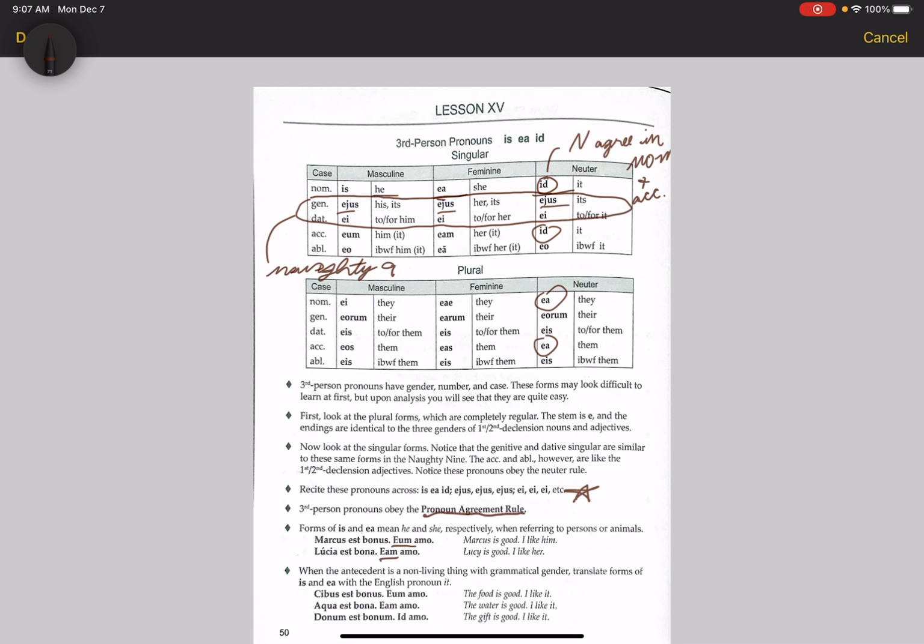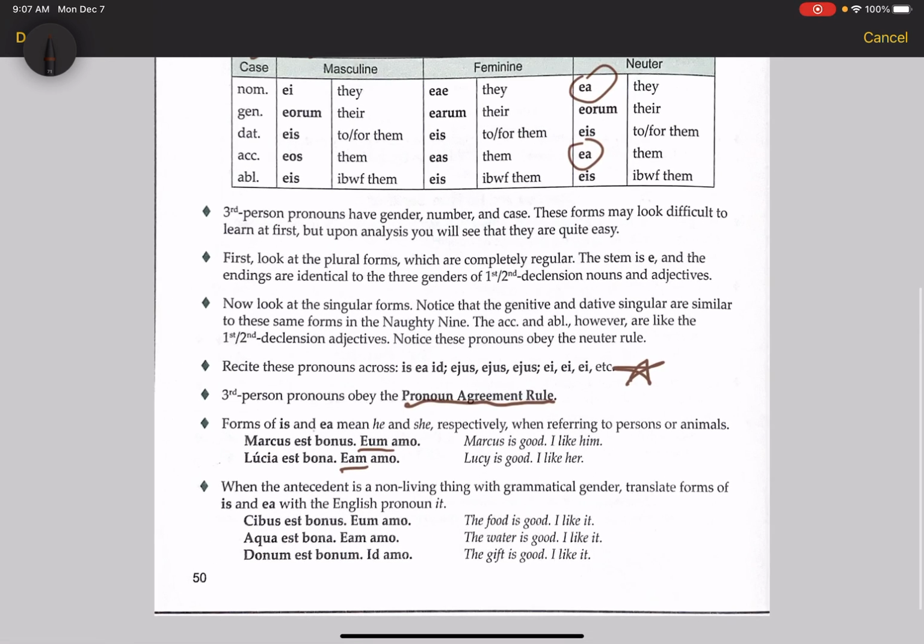When the antecedent is a non-living thing with grammatical gender, you translate forms of is and ea with the English pronoun it. So cibus est bonus, eum amo. That means the food is good, I like it. Even though this is a masculine form, it's only masculine so that it can agree with cibus being masculine. So because it has grammatical gender, we still translate an it like an it, because food is an it.